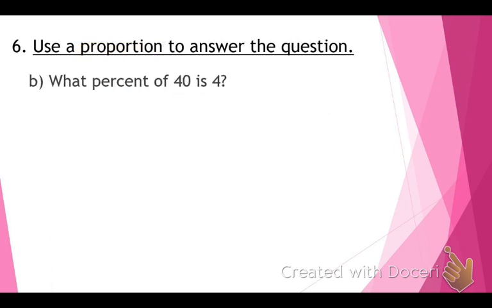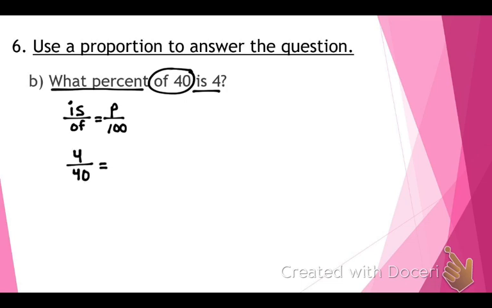Once again, we're still going to be using a proportion to answer the questions. Shikari, what proportion should I start with? Is over of equals P over 100. Once again, you can figure out, I'm looking for my percent, that's my of, that's my is. Carlos, plug it in for me. What's my is? Of? Percent? Okay, we're going to keep it as a P because we don't know it yet.